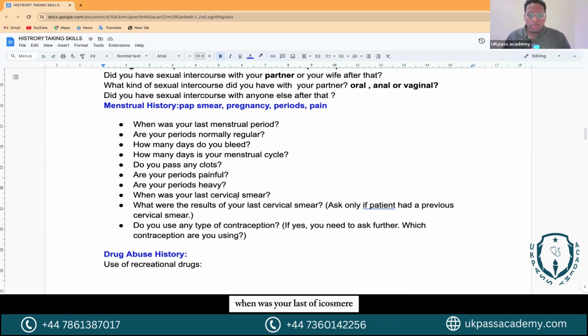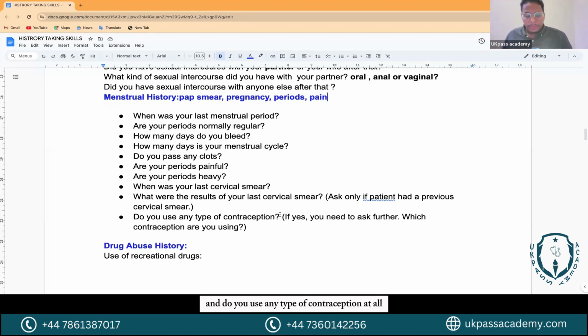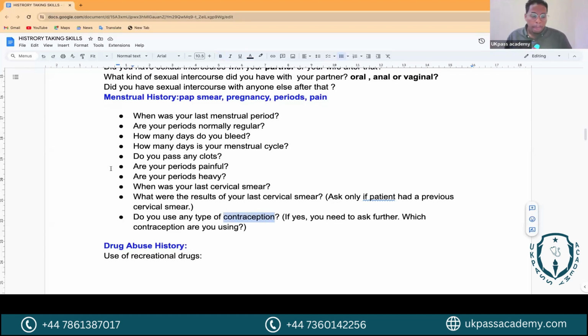When was your last cervical smear? And may I know the results? And if somebody didn't have a last cervical smear, please be inquisitive. Is there any particular reason why you didn't go for your cervical smear? Okay. And do you use any type of contraception? If the answer is yes, you need to know which type of contraception being used. But obviously, contraception, we'll ask because we're already taking a menstrual history, isn't it? But if you do forget to do that, it's also part of medications, contraceptions.